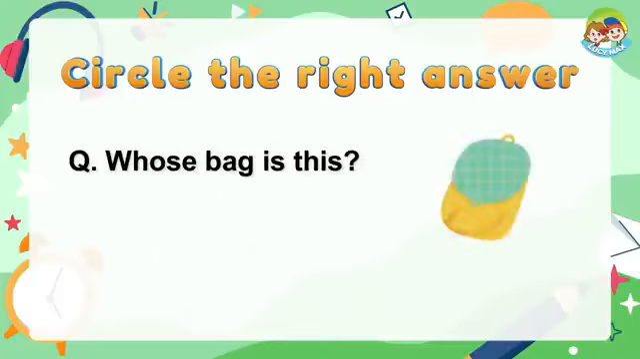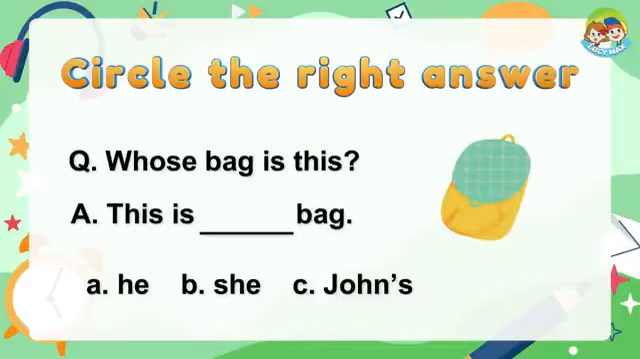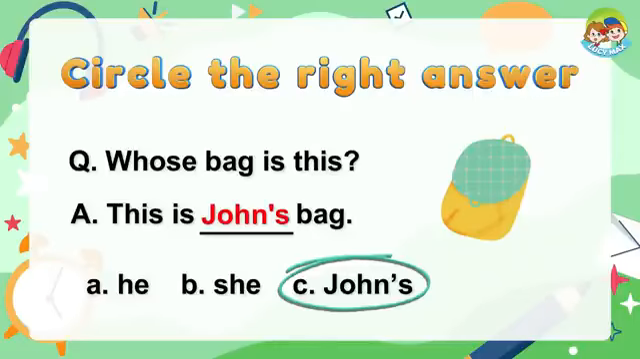Whose bag is this? This is blank bag. The answer is C. John's. John's is possessive form. A and B are not. Whose bag is this? This is John's bag.